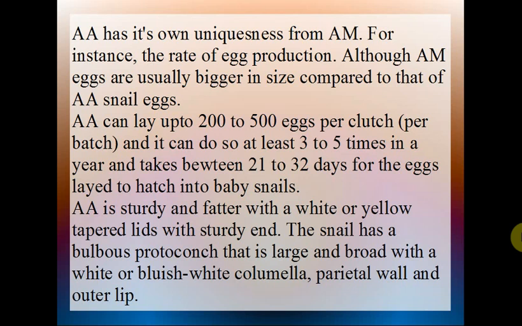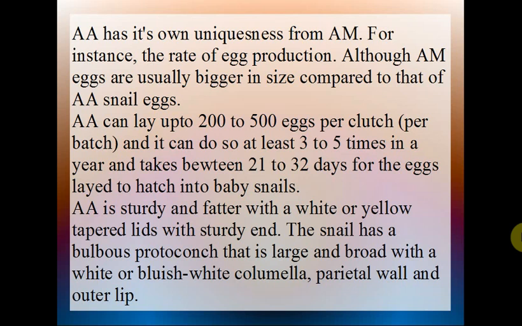What we are saying in essence is that AA lays more eggs, up to 200 to 500 eggs per clutch, and they can do that at least 3 to 5 times in a year. And you know what that means. It also takes between 21 to 32 days for the eggs laid to hatch into baby snails.